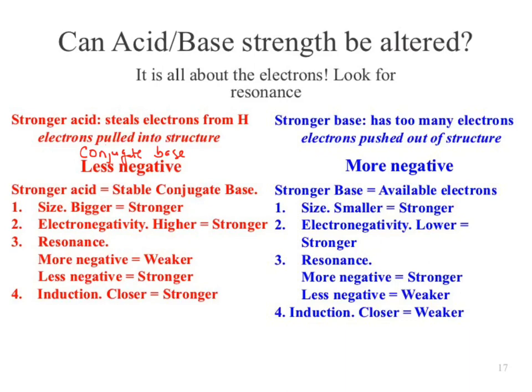Because the conjugate base can hold the charge. It's making it effectively less negative. Okay? So each of these have interpretations off of them. Resonance, you'll notice, has two categories. Why might resonance have two categories?